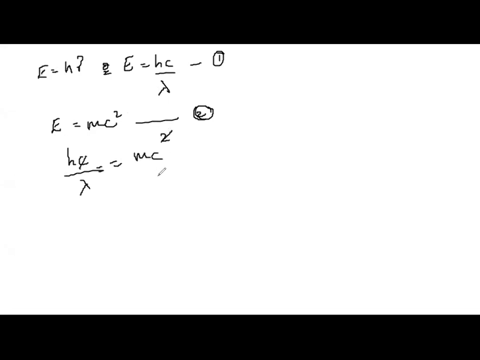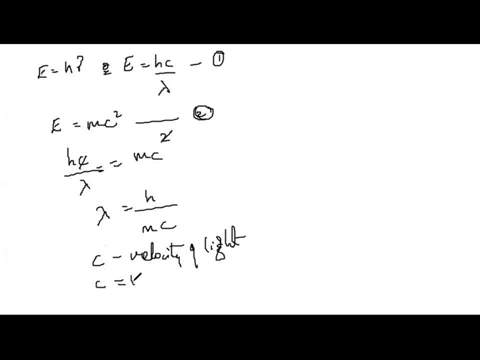C gets cancelled. So I want the equation for lambda. Lambda is equal to h by mc. What is c? C is the velocity of light. But here I am talking about a particle. So instead of c, which is the velocity of light, since I am talking about a particle, I can replace c by v, the general velocity term. So I will write it as lambda is equal to h upon mv. And I know that m into v is nothing but p. That is what?